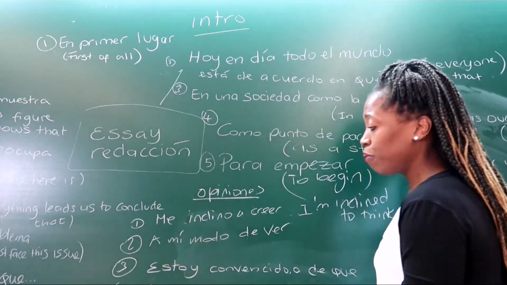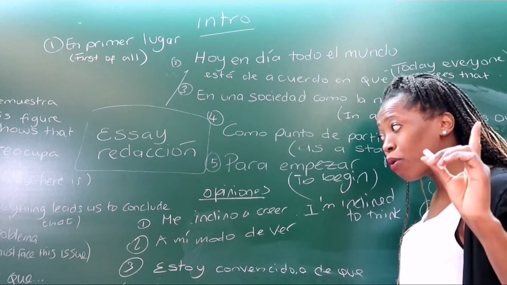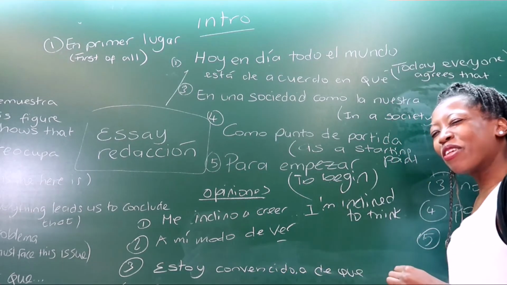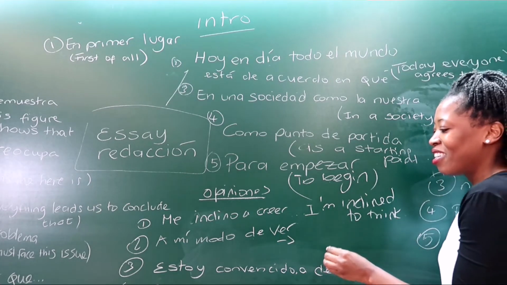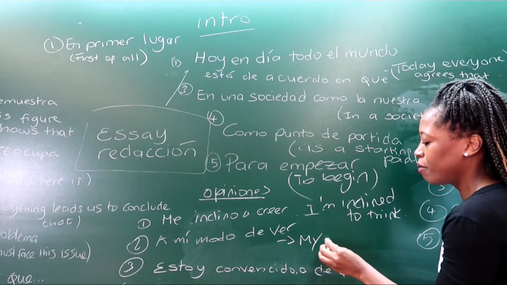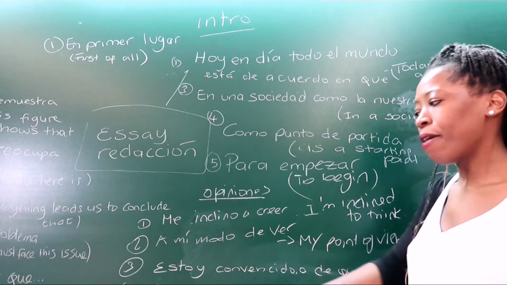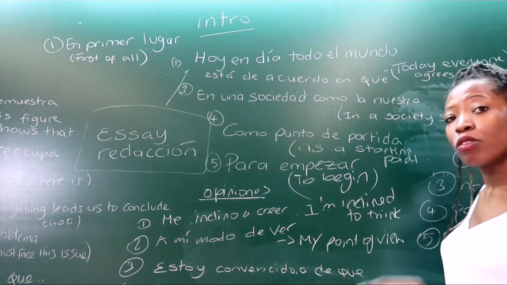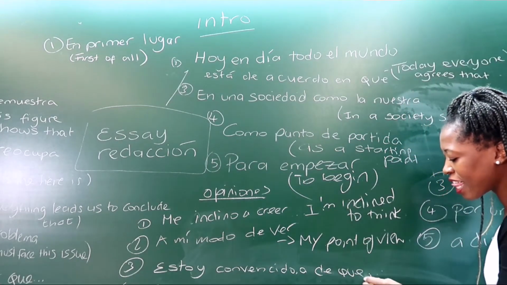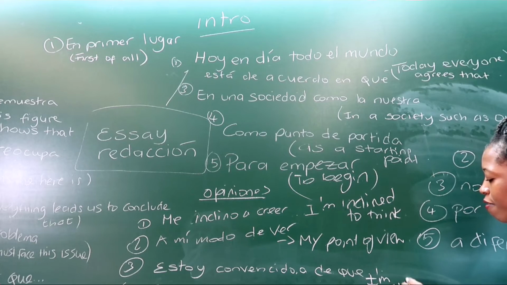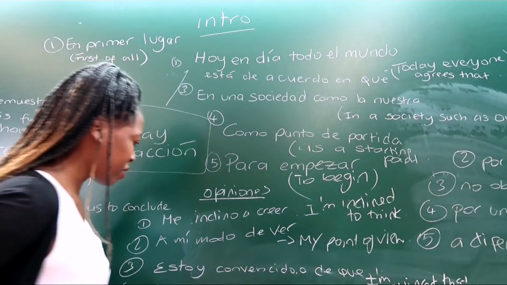Okay? Next, number two, a mi modo de ver. You've seen this one, I am positive. How do we say a mi modo de ver, Maddie? My point of view? Okay, my point of view. Good. My point of view. Love it. Okay, number three, estoy convencido, or convencida if you're a girl, de que. So I'm convinced that. Also, a good one.